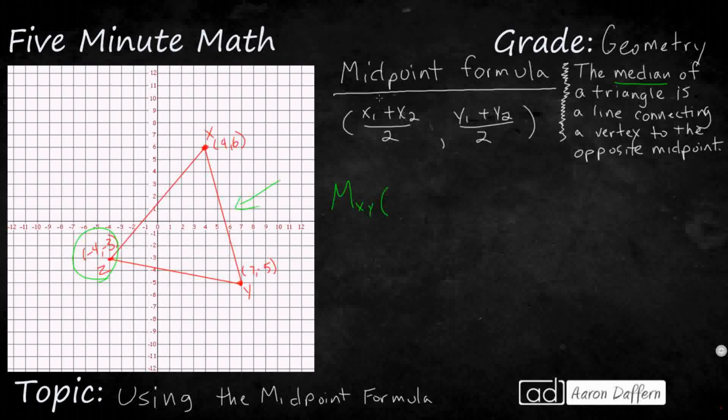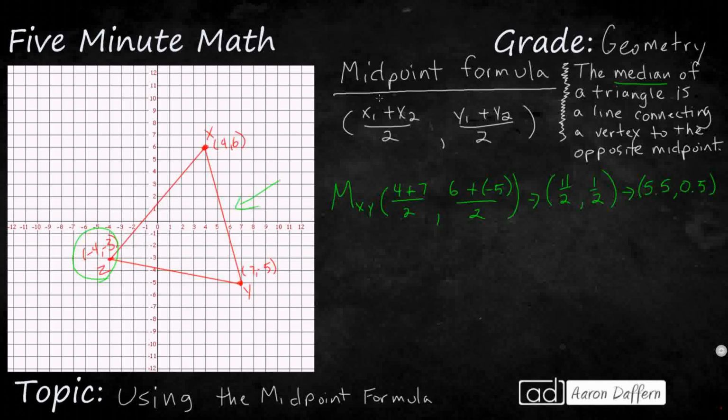So let's take my x values. I've got 4 plus 7, cut that in half. And then for my y values, I've got 6 plus -5, so really it's 6 minus 5. That's going to end up being 11 halves over 1/2. And if I want to, I can visualize that as decimals, right? An x value of 5.5, and a y value of 0.5.